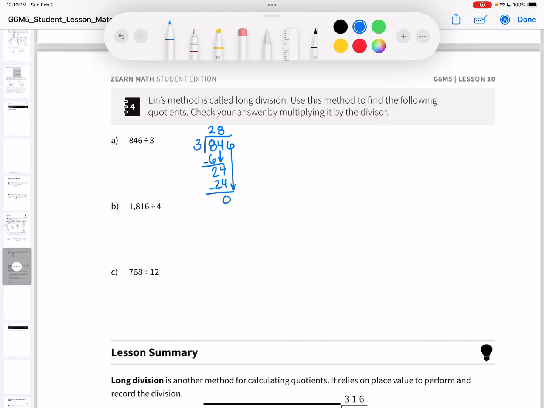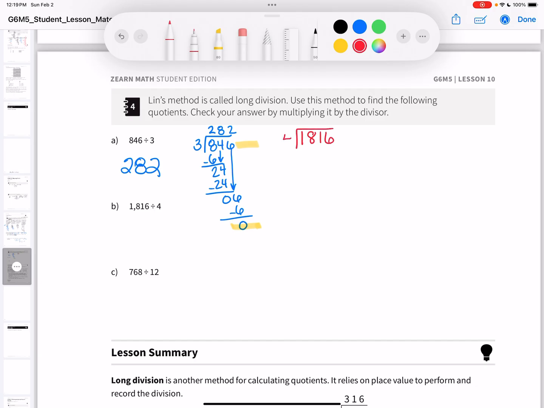And then we're going to bring down the 6. 3 goes into 6 2 times. 3 times 2 is 6. And we have no numbers left at the end here. And we have a 0 at the end. So we are done. We can stop. So 846 divided by 3 is 282. All right, let's try the next one.